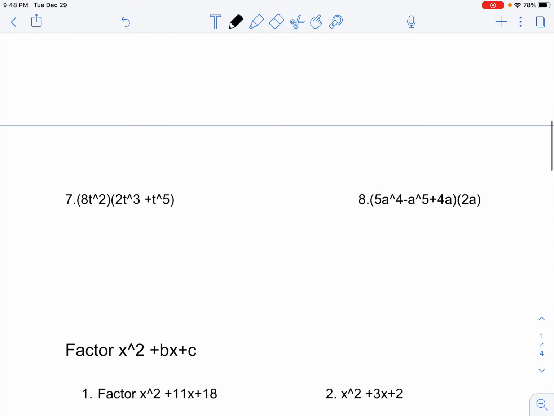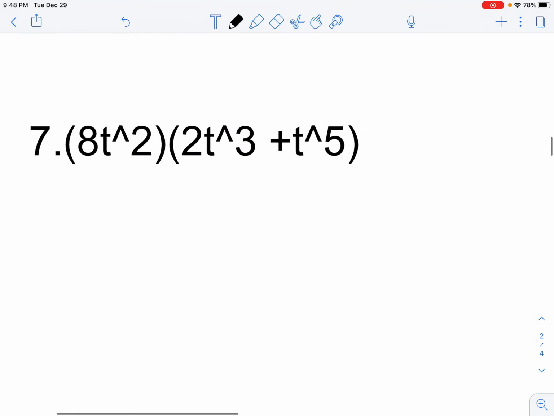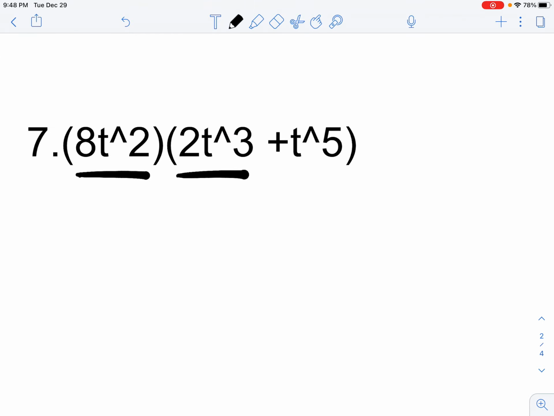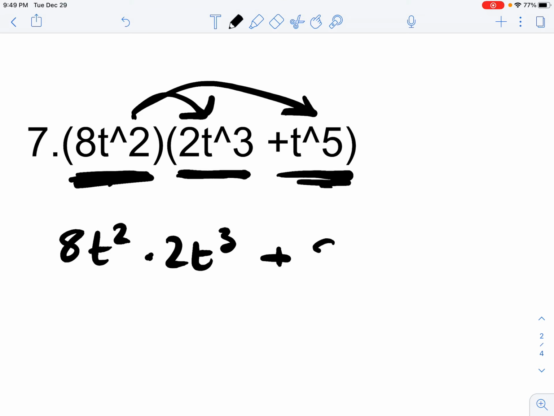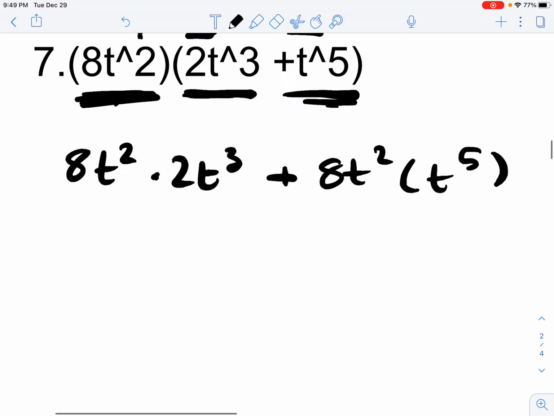Moving on. You have 8t squared times 2t cubed plus t to the 5th power. Now, this may look challenging, but all you got to do is just distribute this term to each of the terms here. So 8t squared times 2t cubed plus 8t squared times t to the 5th power.